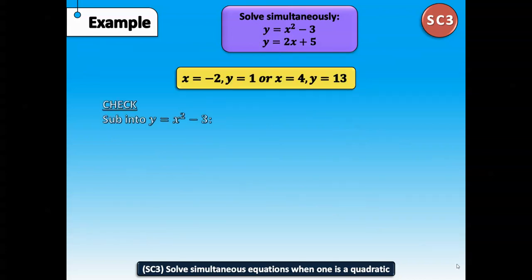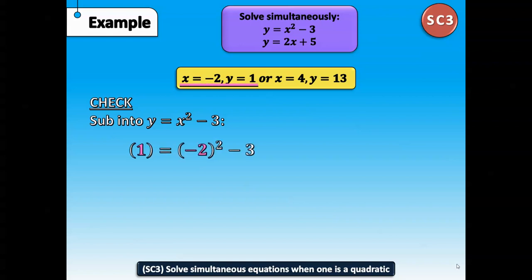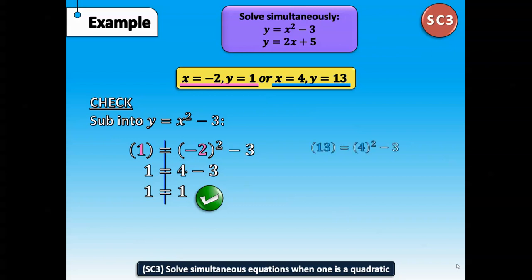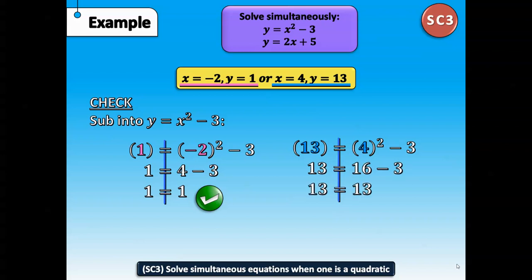I can check this by substituting both answers into the first equation. So first of all, if x equals minus 2 and y equals 1, I substitute those into the first equation. Minus 2 squared is 4, and 4 take away 3 is 1. So I've got that one right. And I can do the same for my second pair of solutions. So 4 squared is 16, and 16 take away 3 is 13. So I've got that one right as well.